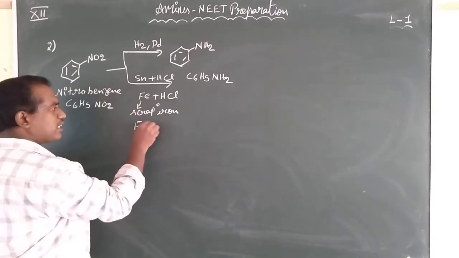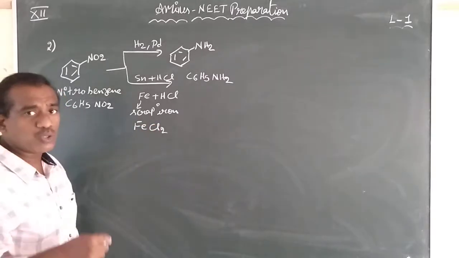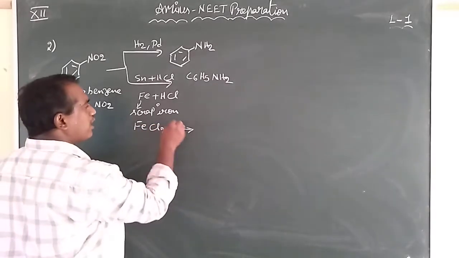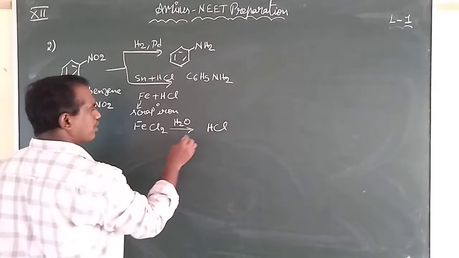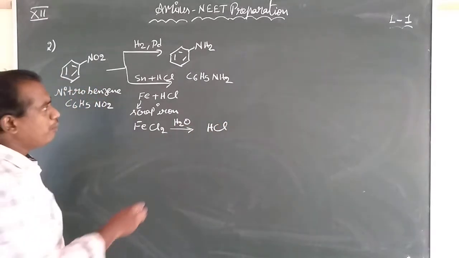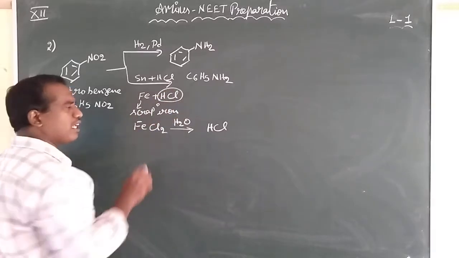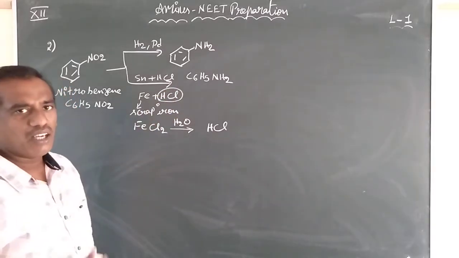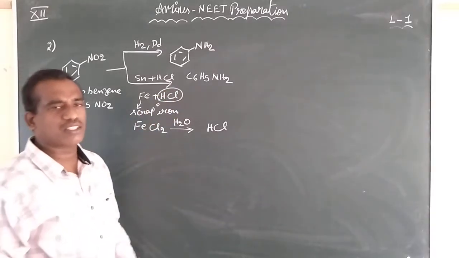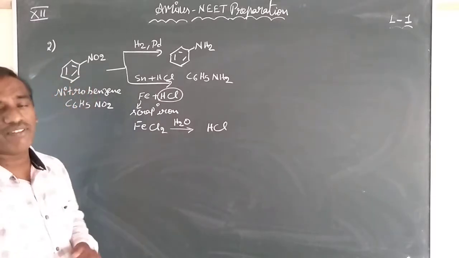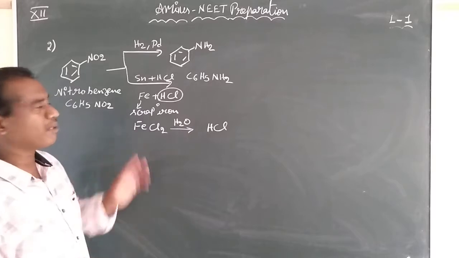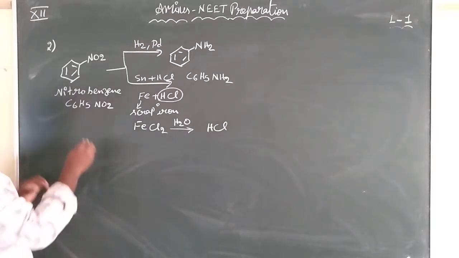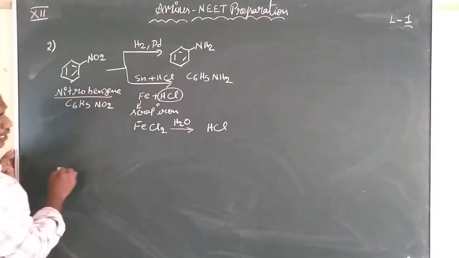In this reaction, the FeCl2 that is formed will be hydrolyzed to give HCl. Means we can place less amount of acid, so the cost of maintenance will be less. So it is much preferred. Scrap iron with HCl is much preferred in the preparation of aniline, or the reduction of nitrobenzene to aniline.